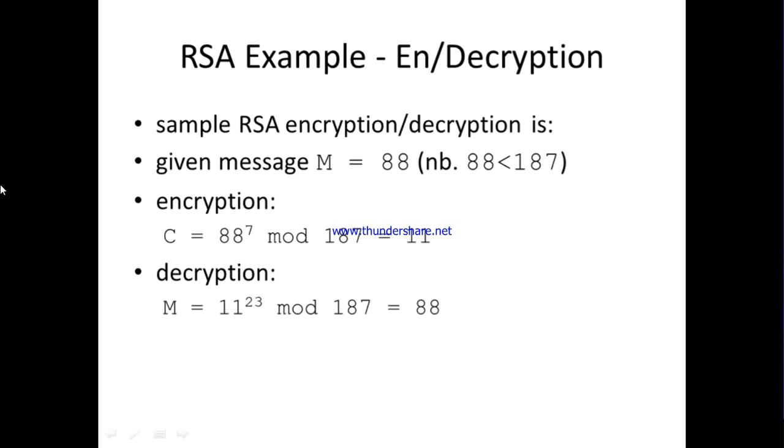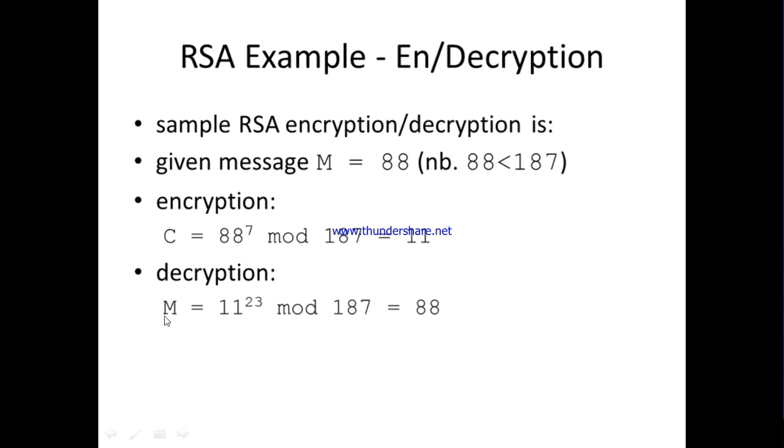Now how do we perform the encryption? Let us take the message as 88. Always remember that M should be less than the n value, and 88 is less than n. So M is equal to 88. Performing encryption, C is equal to M power E mod n, that is 88 power 7 mod 187. You will get 11. Now 11 is the ciphertext.